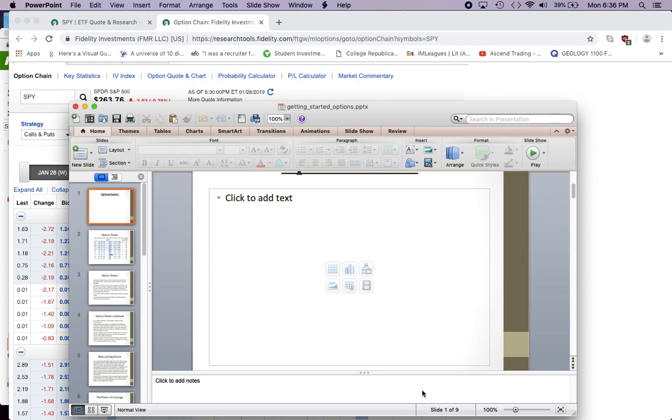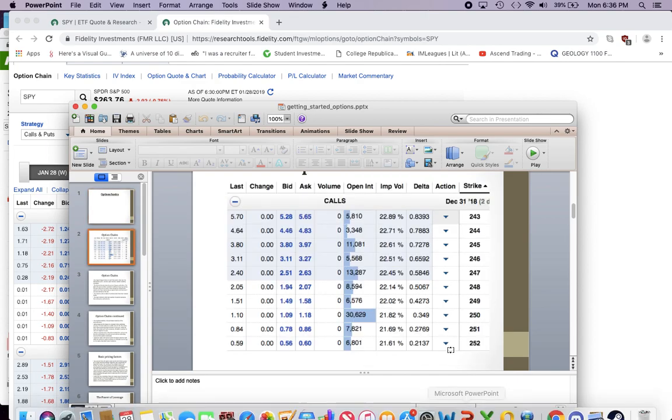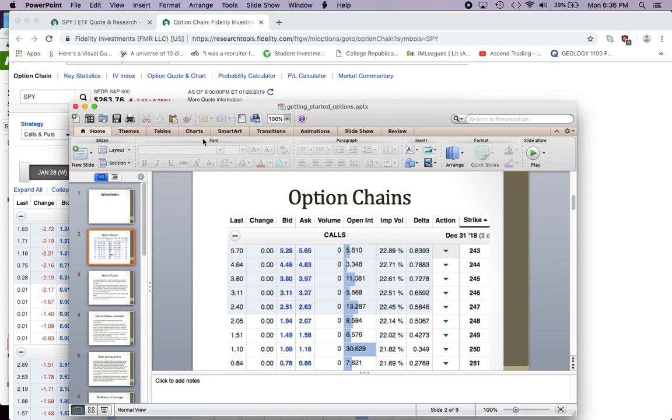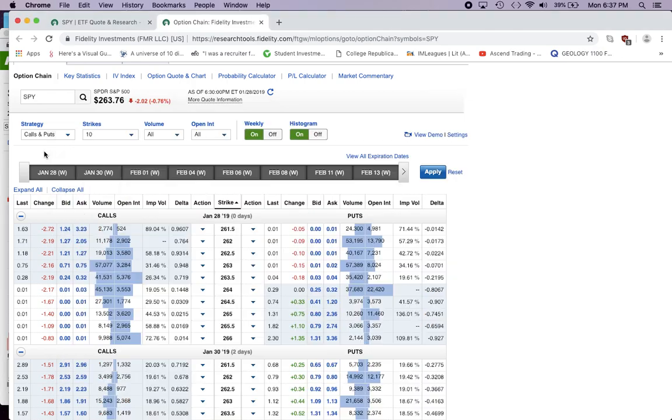I'm gonna go over the PowerPoint that I made, and a little bit of real examples on how you would do it. The first part of the PowerPoint was talking about the options chain. This was one that I posted, and we're just gonna look at the SPY options chain for the day. Over here, you'd have the change in the price. You have the bid, the ask, volume, open interest, implied volatility, delta, and the strike. This side is for calls, this side is for puts, and up here is the expiration date. That's how it's laid out on Fidelity.